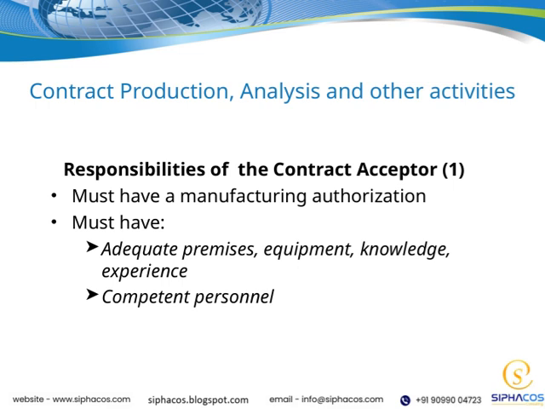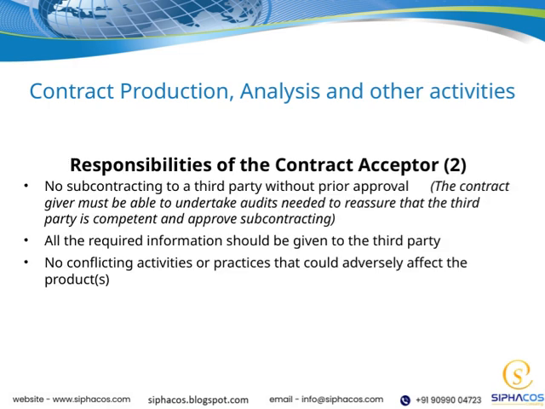Each responsibility helps safeguard the integrity of the process and, ultimately, patient safety. Let's now look at some additional responsibilities of the contract acceptor. First, no subcontracting to a third party should take place without prior approval. This is crucial because the contract giver needs to be able to conduct audits to ensure that any third party involved is competent and trustworthy. Having that oversight helps maintain quality and compliance throughout the process.